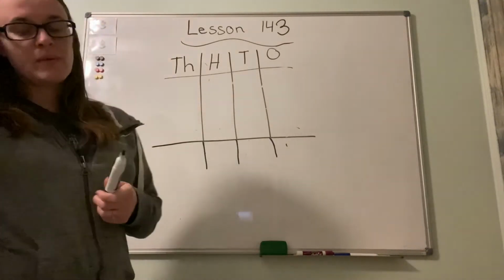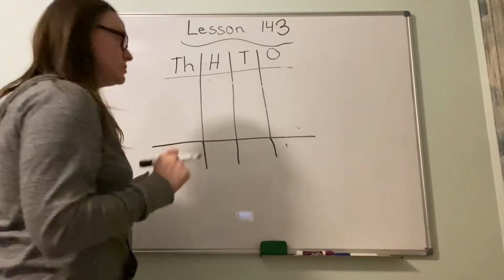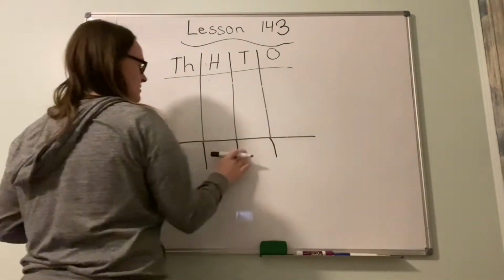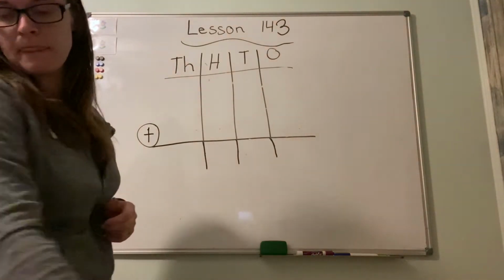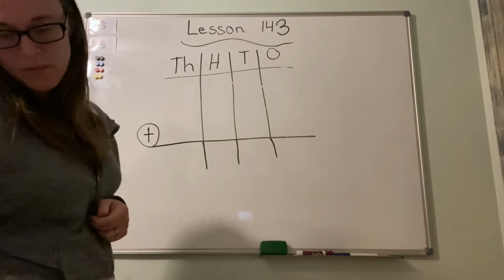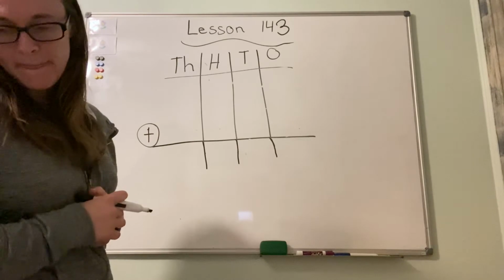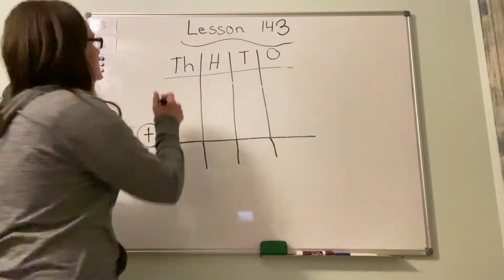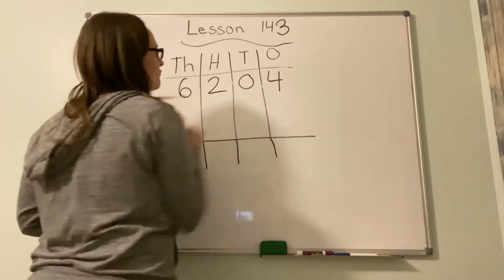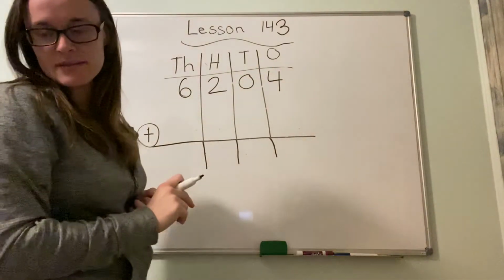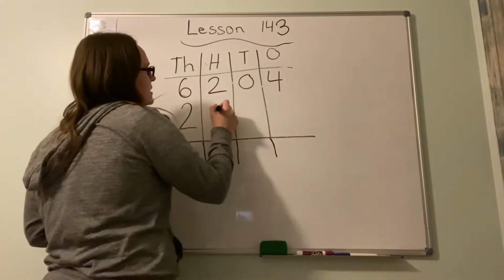Let's say we were going to add and we had to do some carrying. Okay, let's look at that. We're going to add again. I'm going to circle that so you can see it. Let's practice adding one where you have to carry. All right, so let's do 6,204 plus 2,910.